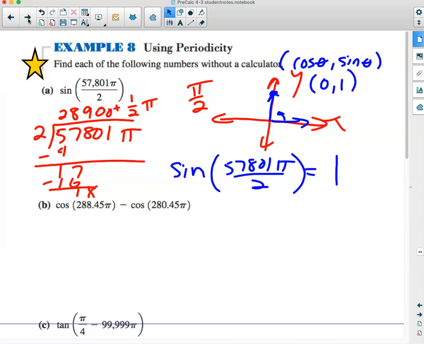Cosine of 288.45 pi minus the cosine of 280.45 pi. So what are we going to do, Cedarholm? I mean, if we follow the order of operations, we have to figure out what the cosine of 288.45 pi is. Then we have to figure out what the cosine of 280.45 pi is. And then we have to do subtraction. Or we notice this.